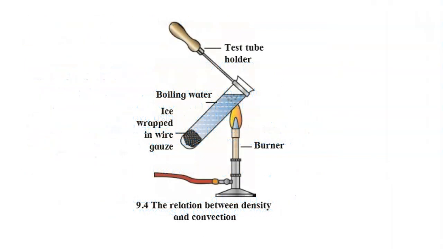This is how the picture looks like. You have a test tube holder. There's water inside. There's ice wrapped in wire gauze and we are heating it. But you see how the test tube is being held? The test tube is not heated over here. The test tube is heated at this particular position. And the test tube is at a slant position.